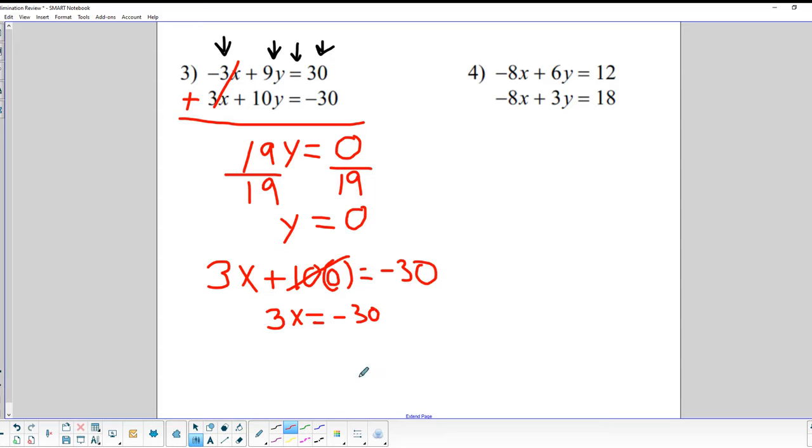So we're left with 3x equals negative 30. Then all we have to do now is divide both sides by 3. And when we do that, we are left with x equals negative 10. So our solution then is negative 10, comma, 0. And that's how you solve using elimination.